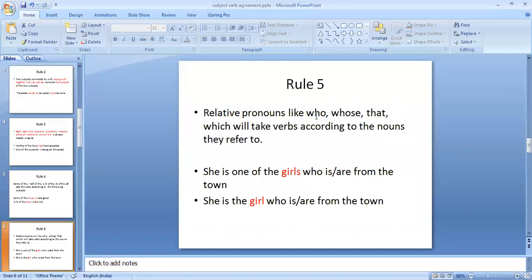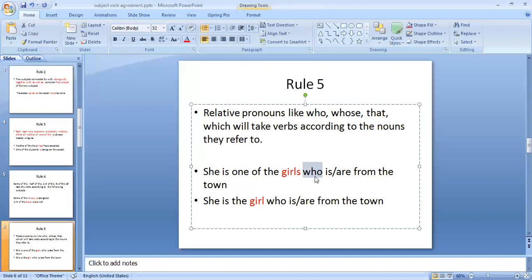Relative pronouns like who, those, that, which will take verbs according to the nouns they refer to. For example, she is one of the girls who. Here the relative pronoun is who. The who is talking about the girls. Look at another sentence. She is the girl who. And this who is talking about the girl. So here the who is talking about girls, which is plural number. So the correct answer is are.